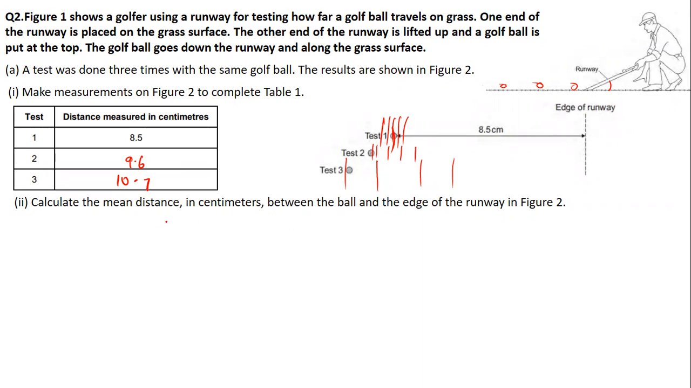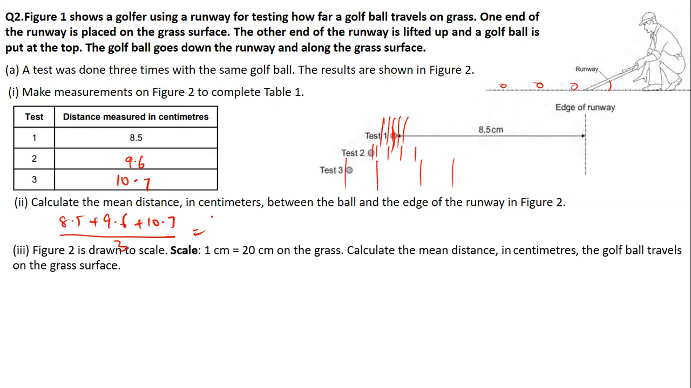Now let us move on to the next one. Calculate the mean distance in centimeters between the ball and edge of the runway. What is the mean distance? It will be 8.5 plus 9.6 plus 10.7, divided by 3. Use your calculators and get me the answer. What is the answer now? 9.6. Yeah, 9.6 centimeters.